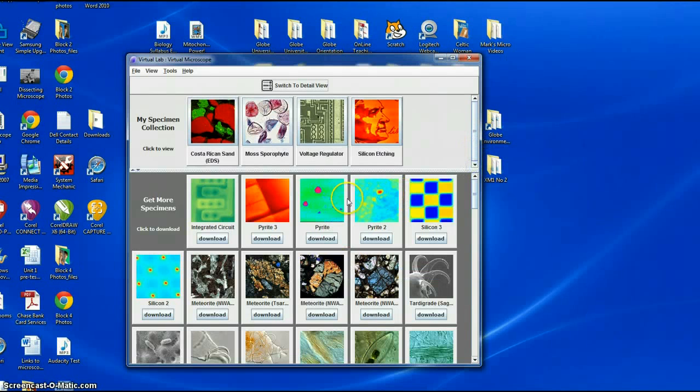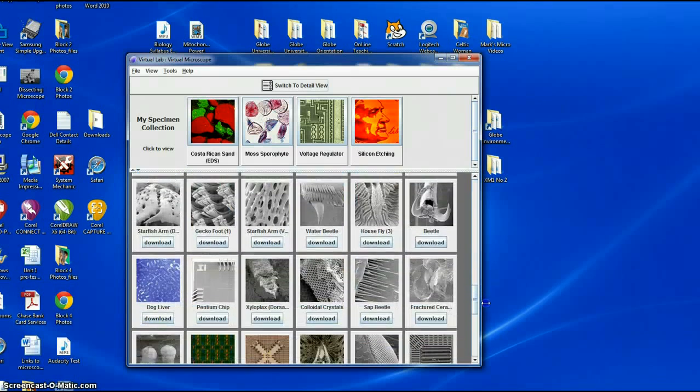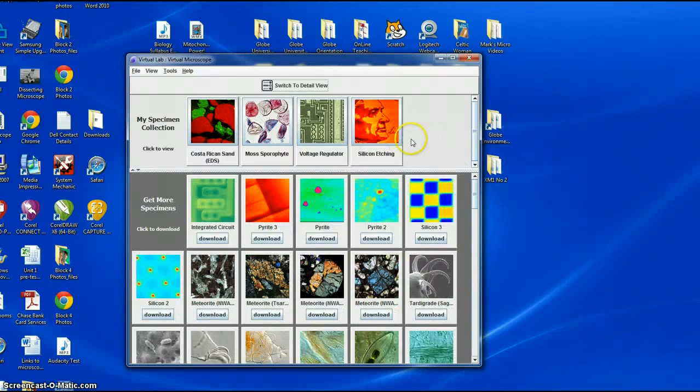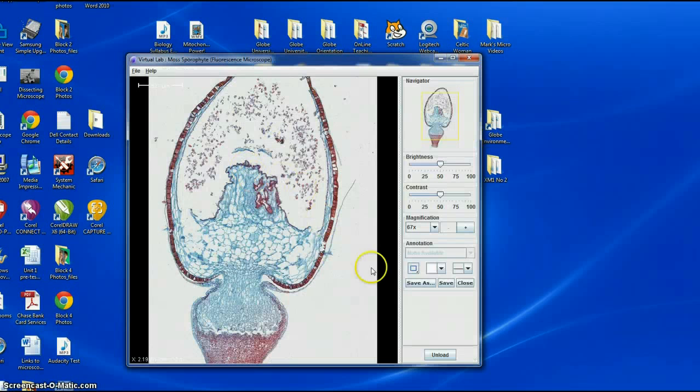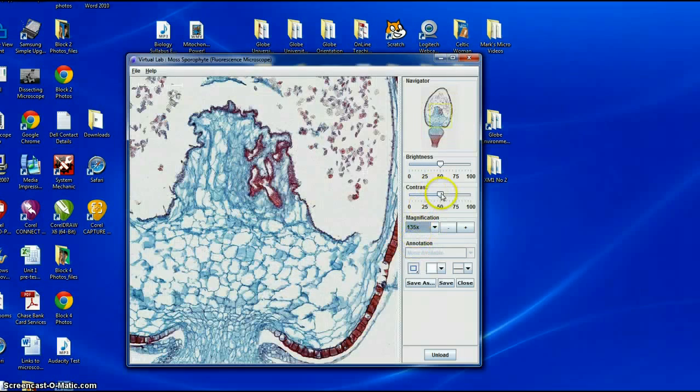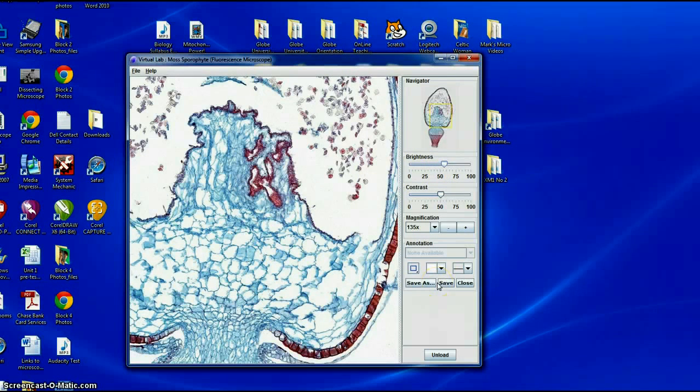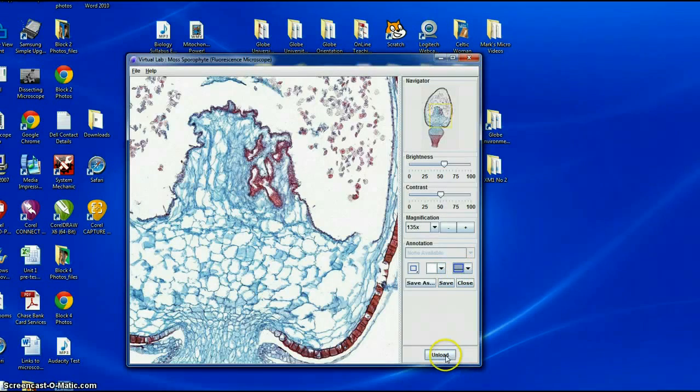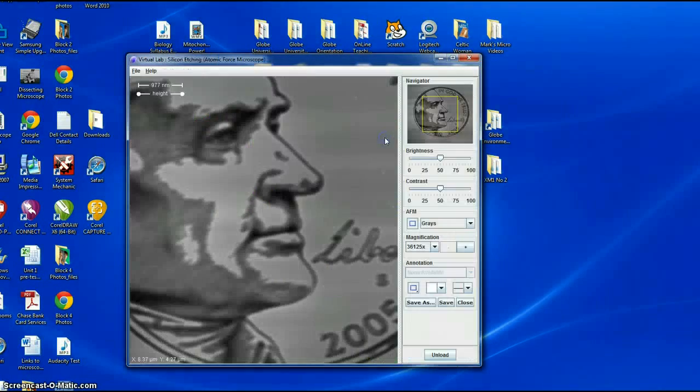You can download any of these items that you see for fun. They will get added to this banner on the top. Let's take a look at one. There's a moss sporophyte. That's the end of the moss, the tip of the moss. And we have different levels of magnification that we can look at. We can play with the contrast to look at different items and so forth. We can even save it on our laptop. And we can close this. Oh, that's close. And we can unload and go back and look at something else.